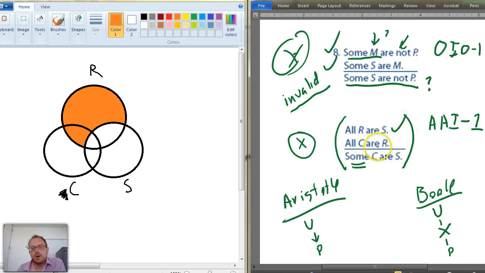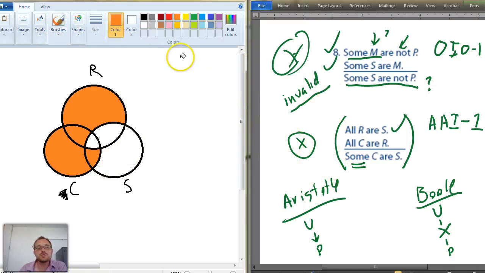So what about premise 2? All of the C's are R's. If all of the C's are R's, then that means there's no C that's outside of an R. So I should make those empty. Okay. Now the question is, is this valid?